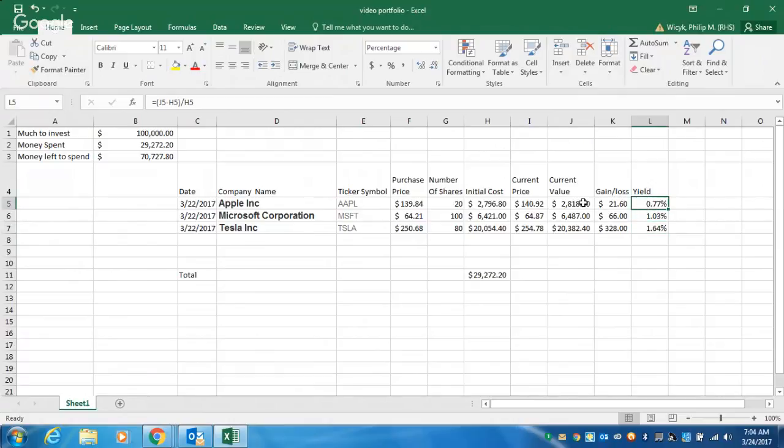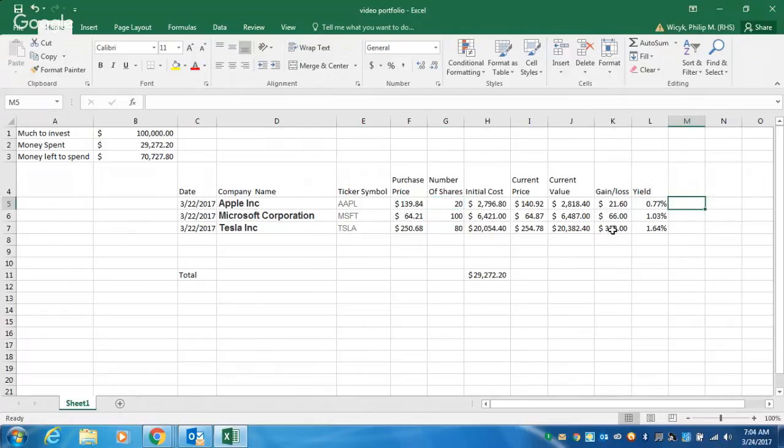Notice when we did yield, we calculated gain or loss from here to here and then divided by initial cost. The one thing you have to keep in mind is that when you do yield, you have to keep the same denominator, or the same concept, in mind here. Current value is the current value of your Apple shares in total, meaning all 20 shares. This is your initial cost of all 20 shares.